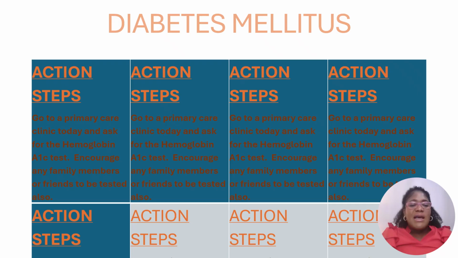And so what are the action steps? The one main action step for everybody is, go to your primary care physician and ask for a hemoglobin A1C test to be done. And that's all that needs to happen. Encourage family members and friends to be tested also, because about 1 out of 3 people have diabetes and prediabetes which has been undiagnosed.